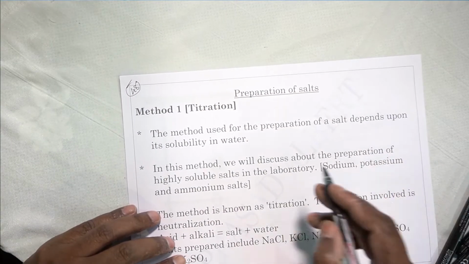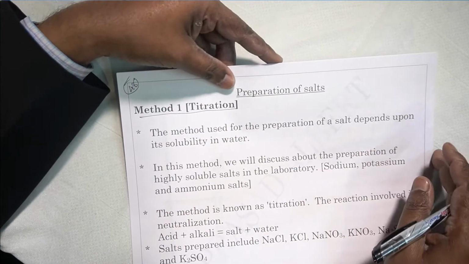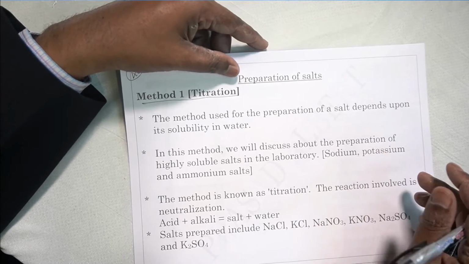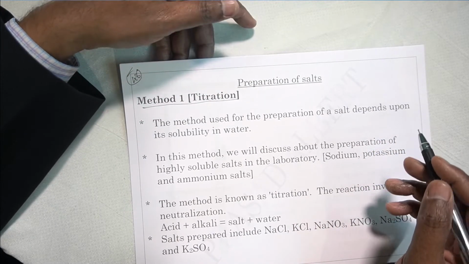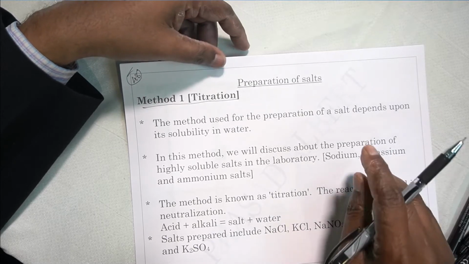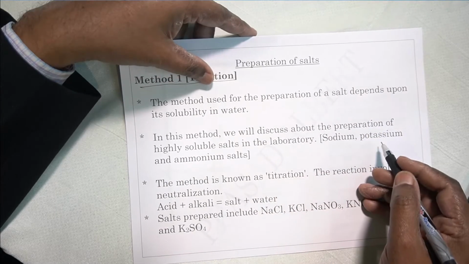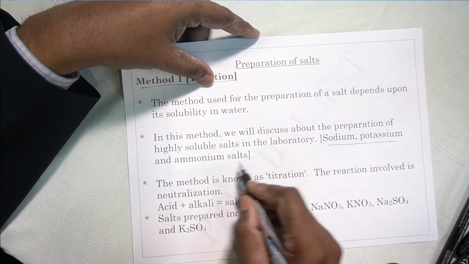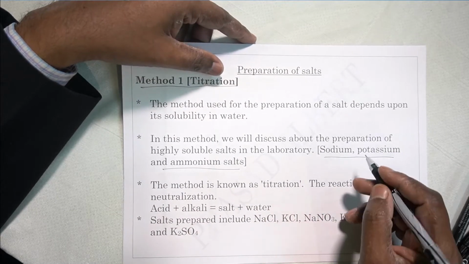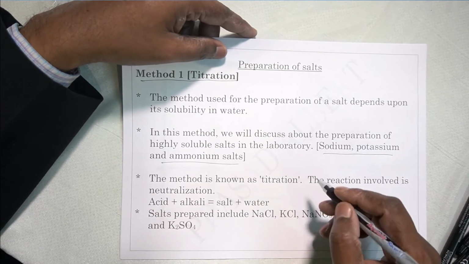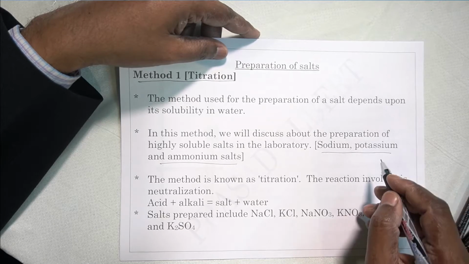The first method, or method 1, is known as titration. Now we need to understand what it means. It is used for the preparation of highly soluble salts. As I already mentioned, the method used always depends on the solubility of the salts. So here we are going to discuss the sodium, potassium and ammonium salts, which are categorized as highly soluble salts. They readily dissolve in water. The method used for these salts is known as titration. The reaction involved is a neutralization reaction.